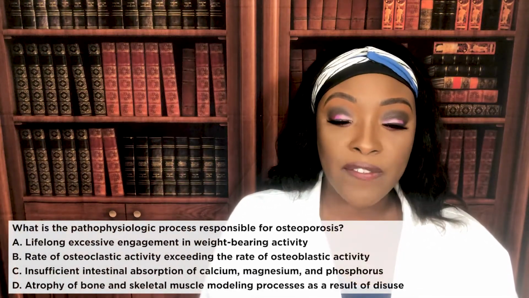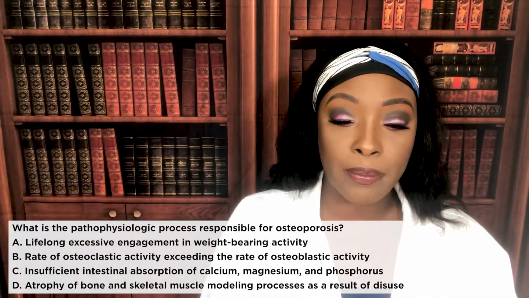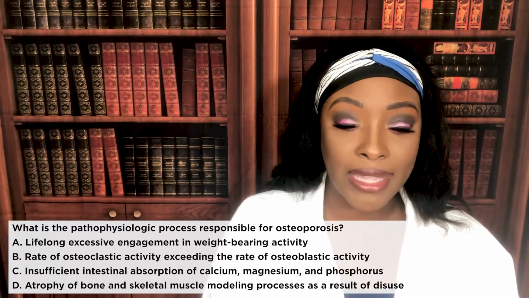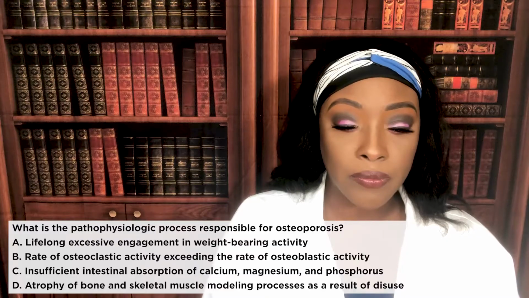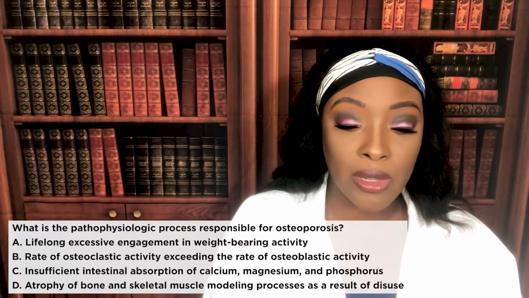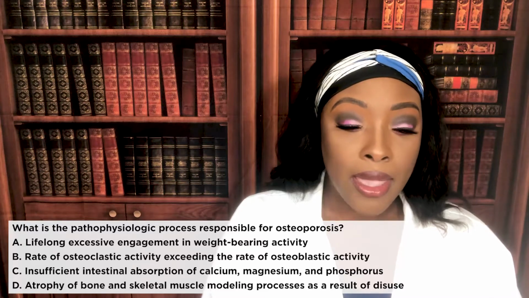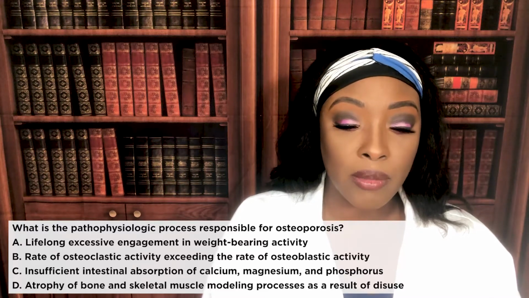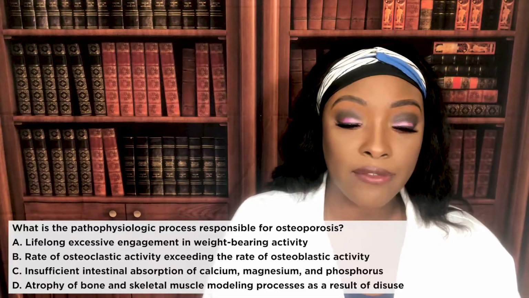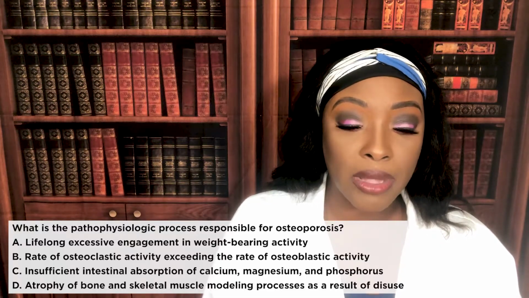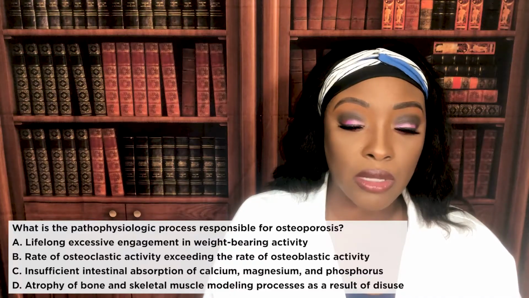What is the pathophysiological process responsible for osteoporosis? A, lifelong excessive engagement in weight-bearing activity. B, rate of osteoclastic activity exceeding the rate of osteoblastic activity. C, inefficient intestinal absorption of calcium, magnesium, and phosphorus. Or D, atrophy of the bone and skeletal muscle modeling process as a result of disuse.